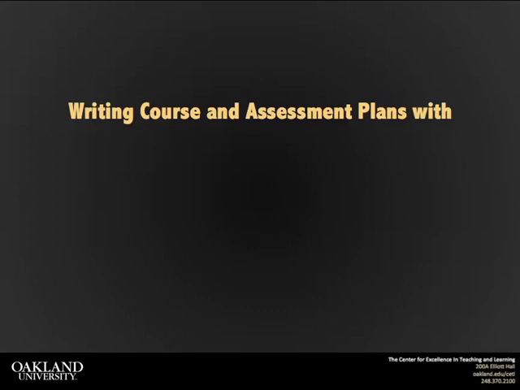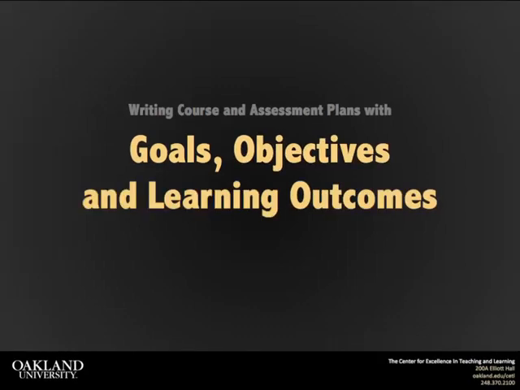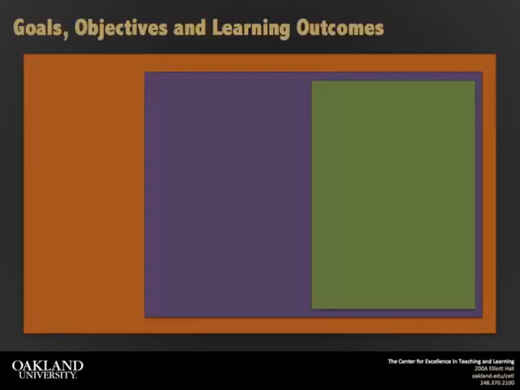Every syllabus should have three main components: goals, objectives, and learning outcomes. We may even use these words in our assignments and activities. These three terms often accompany one another. But what do they mean? And how do they differ? We can think of these as encircling categories.